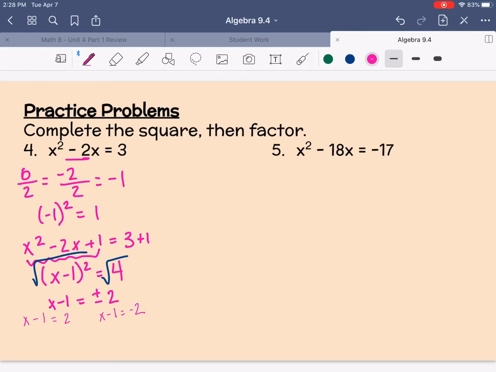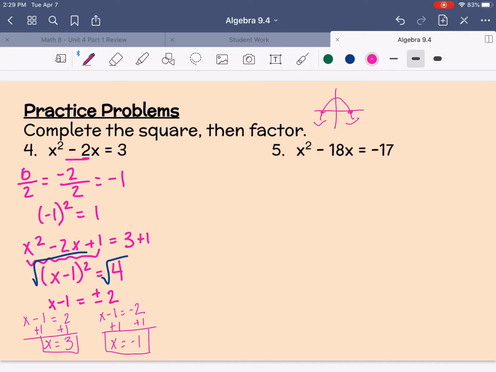Remember, all these solutions are those x values for where our parabola would cross the x-axis. So that's what we're doing with all of these. So going back here to get our final solutions, I'm going to add 1 to both sides, giving me x equals 3 for one of my solutions, adding 1 to both sides, and giving me x equals -1 for my second solution.